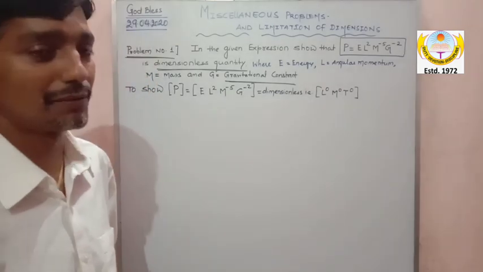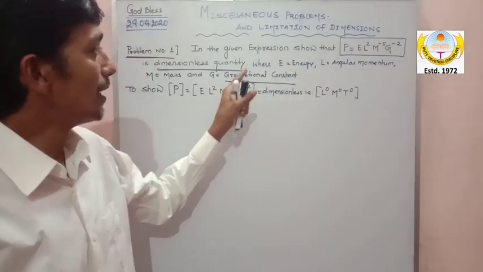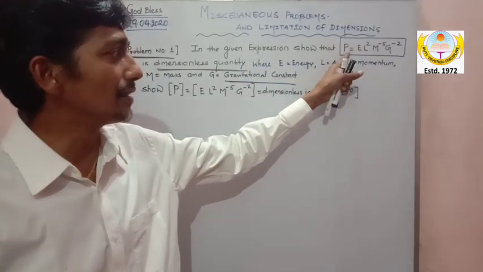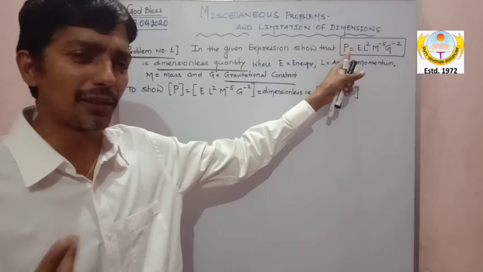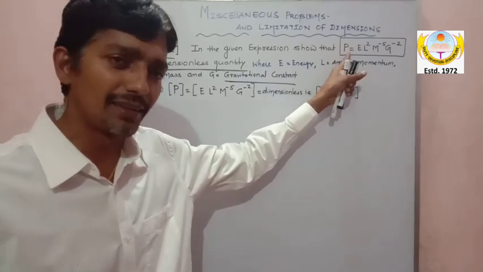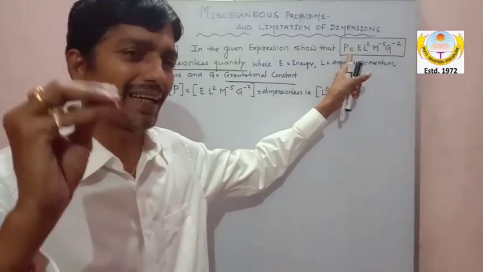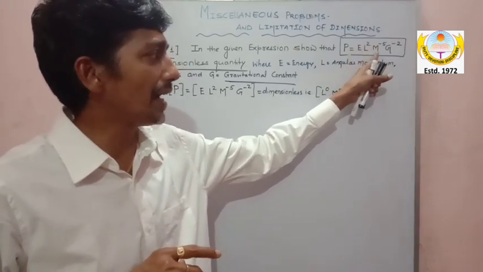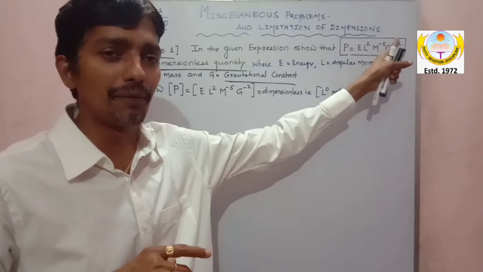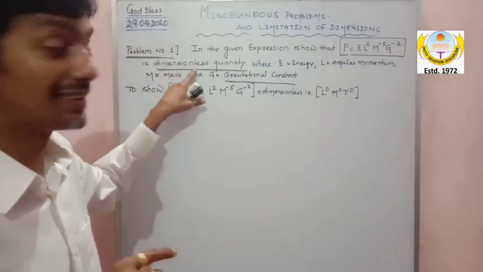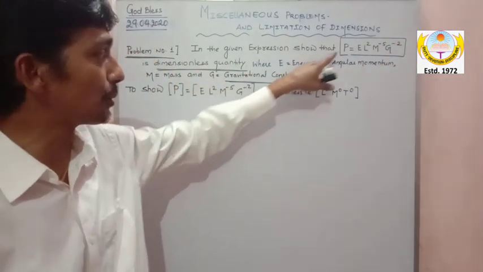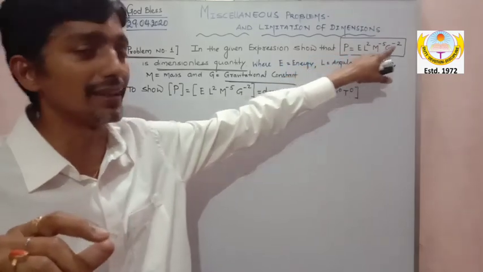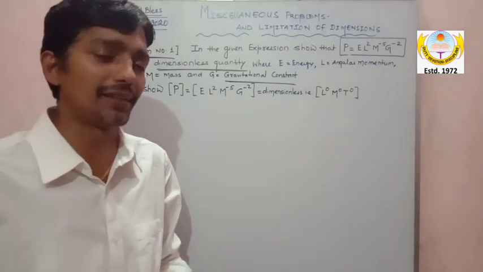The question from the student is: in the given expression, P is equal to E L square m power minus 5 g power minus 2, and it is dimensionless. P is whatever it is, say it is just an alphabet. We have to show this P is dimensionless. When will it be dimensionless?